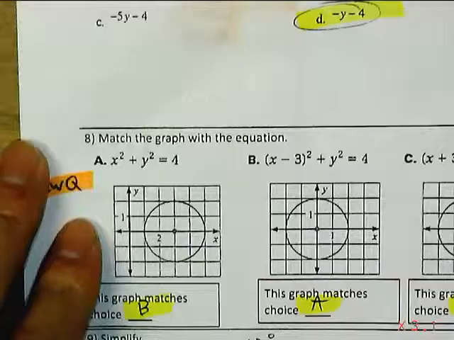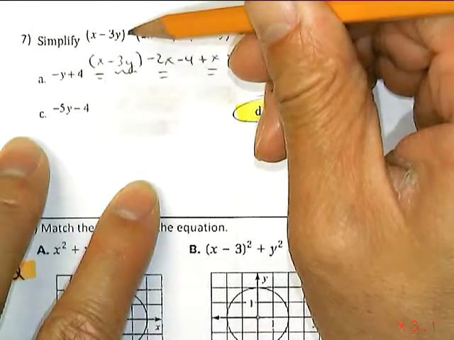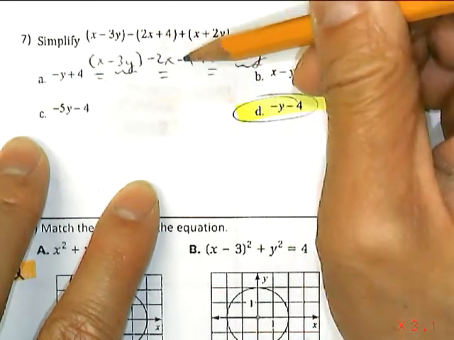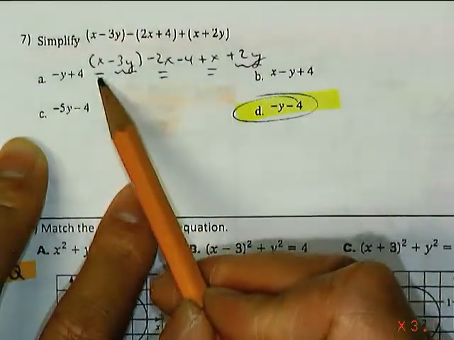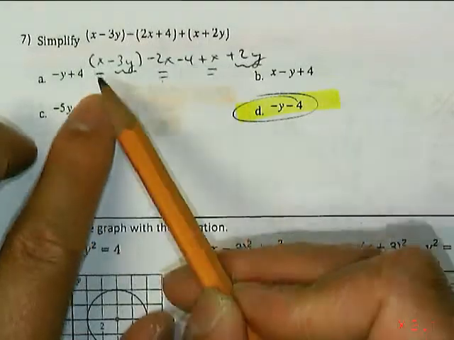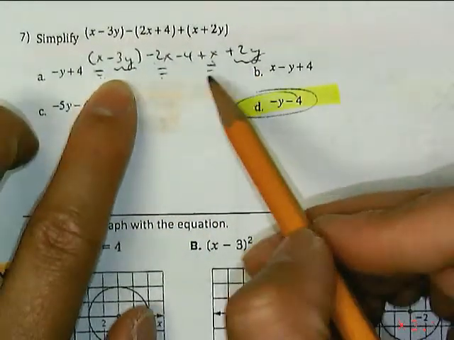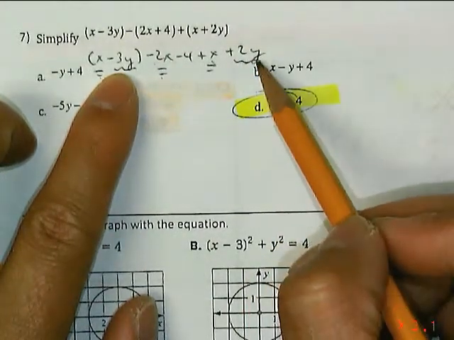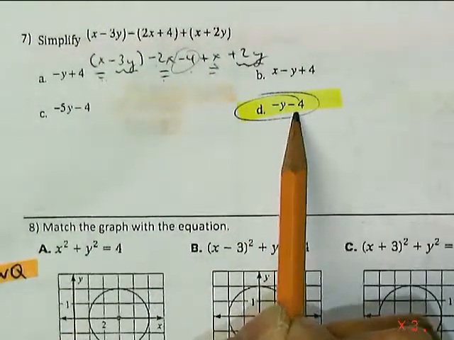Question number 7. It's asking you to simplify. So the first thing I'm going to do is deal with the minus sign, or distribute. So it becomes a negative 2x and a minus 4. Then I'm going to go through and combine like terms. I have a positive x, negative 2x, and a 1x. So 1, negative 2, and 1. That equals 0x, or the x's cancel. My y's here, I have a negative y. And that negative 4 is still left over, so my choice is D.